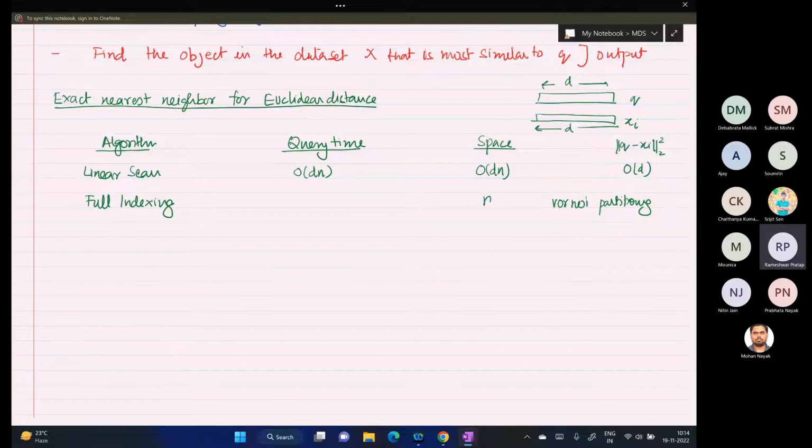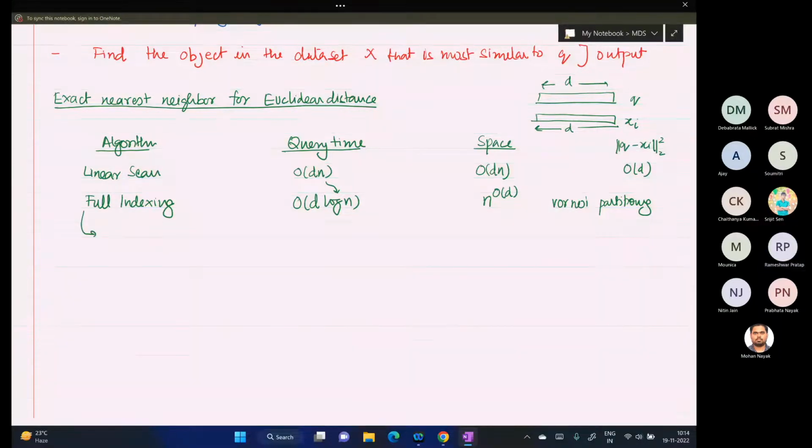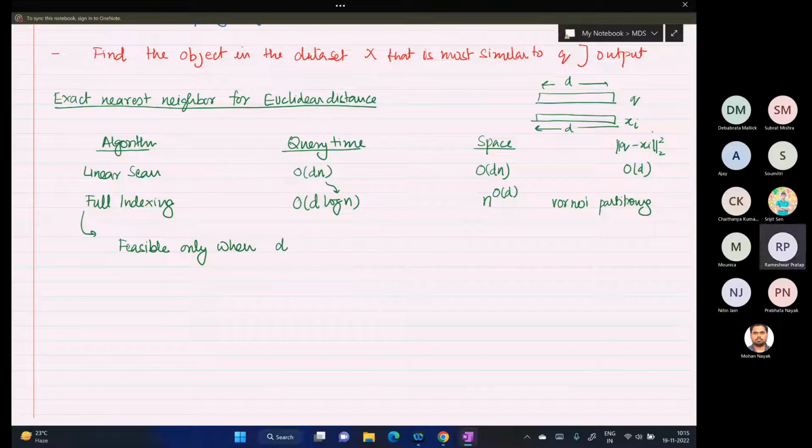Here the space required will be n raised to the power order d, but the running time is faster: order d log n. So it's an improvement from n to log n, but at the cost of space. Earlier we required order dn space for linear scan, but for full indexing it is n raised to the power order d. This full indexing approach is feasible only when d is small, like d is 1, 2, or maybe 3. Is this point clear?